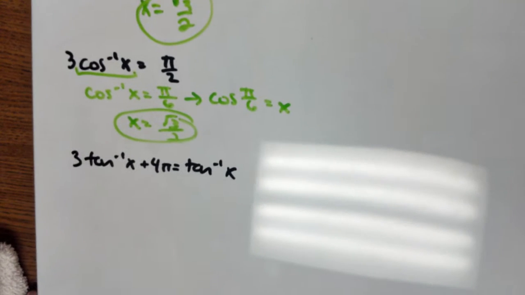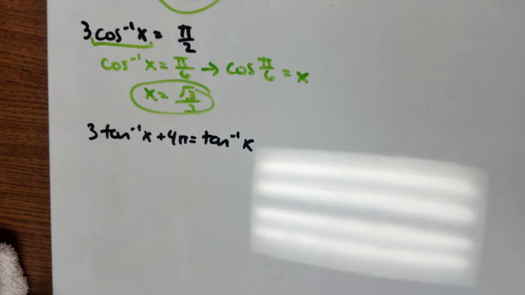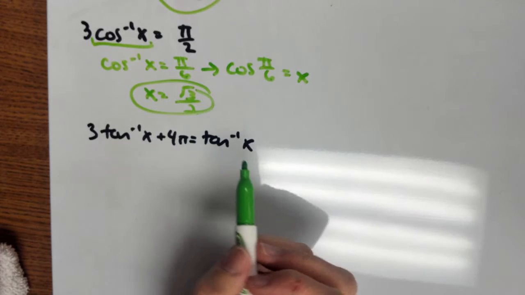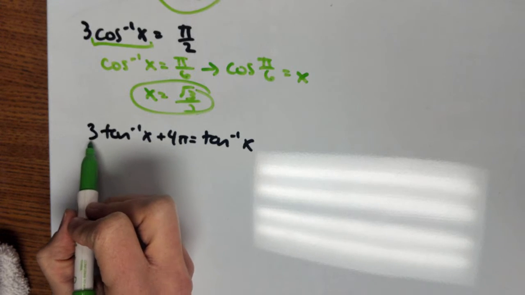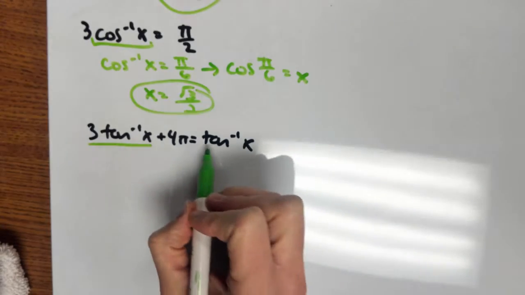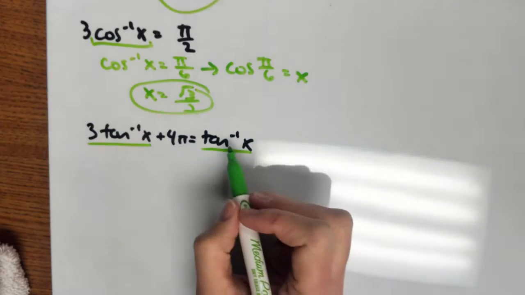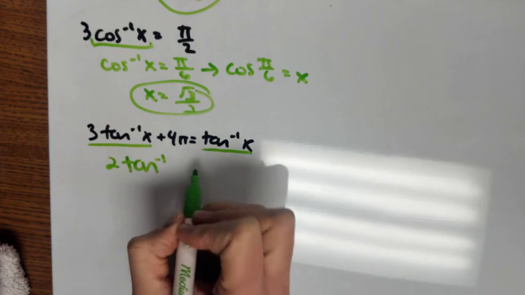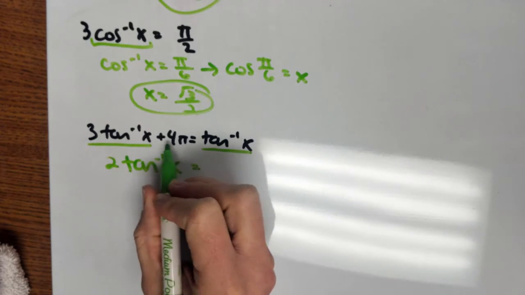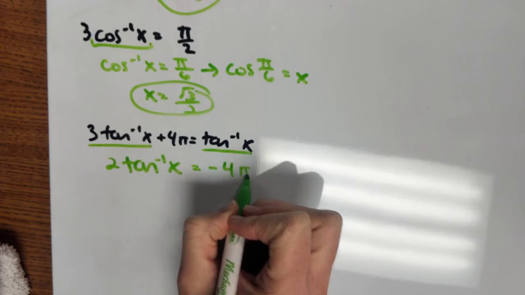Then down here, just a little more advanced equation. All we're doing is, once again, isolating my trig functions, but we can combine like terms. So I have 3 tangent of x here, and I have 1 tangent of x there. I'm going to subtract that to the other side. So that's going to give me 2 tangent, or inverse tangent, of x. And at the same time, I'm going to subtract my 4 pi.